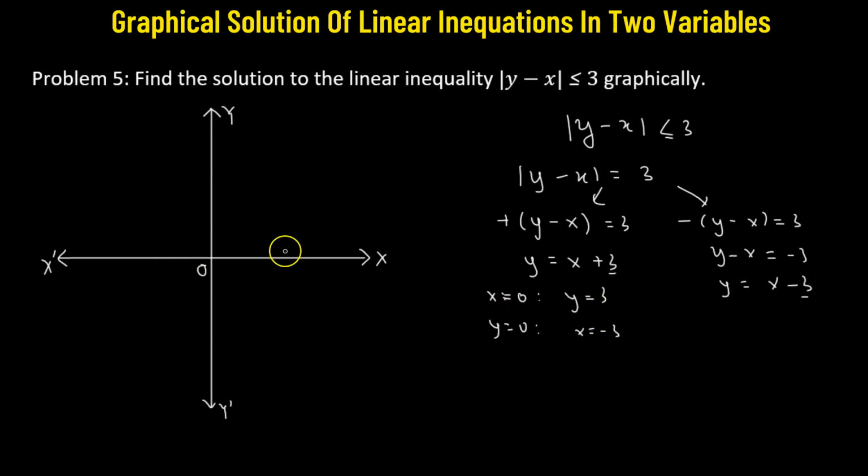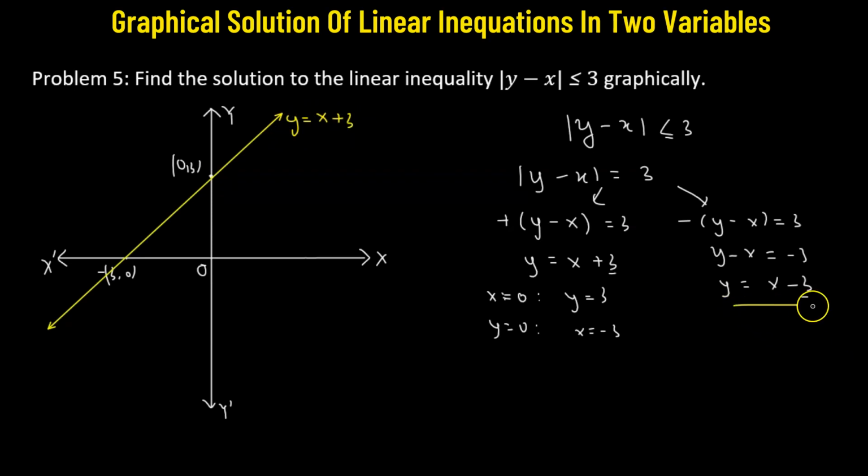So we have (0, 3). So this is going to be the point (0, 3), and then we have (-3, 0). So this is our straight line, y equals x plus 3. So this is going to pass through these 2 points. So let's sketch it. So this is our straight line, y equals x plus 3.